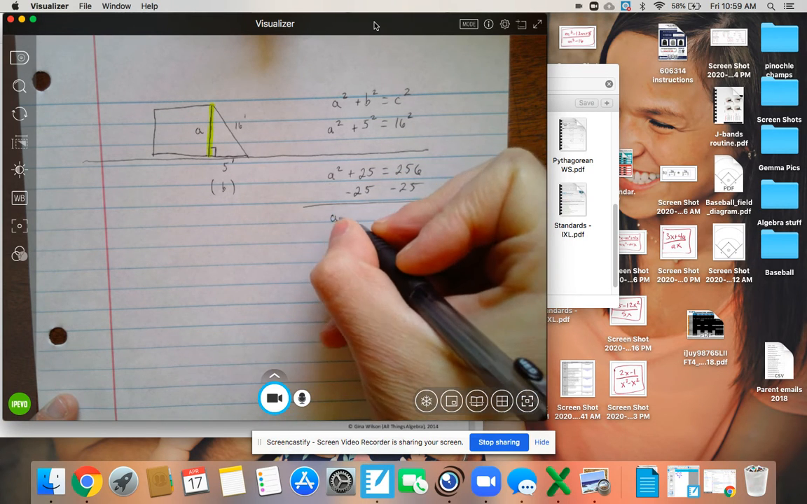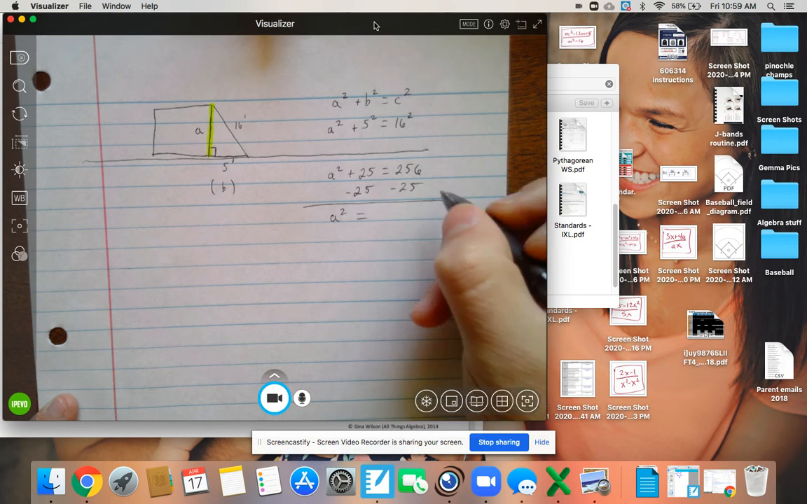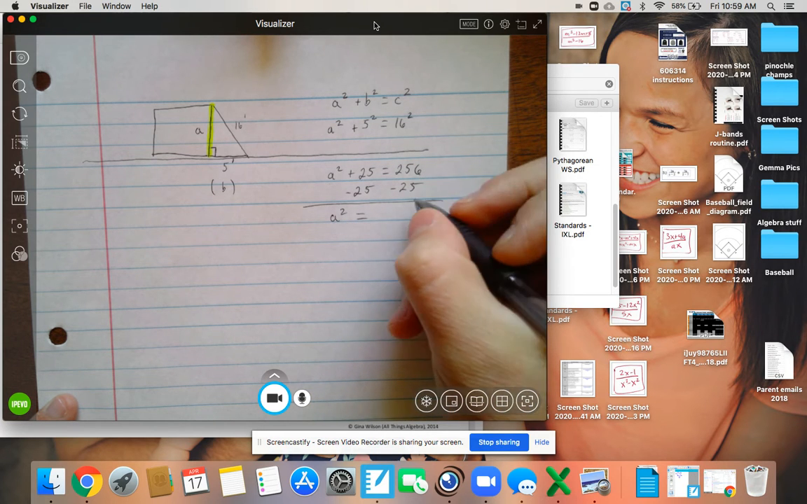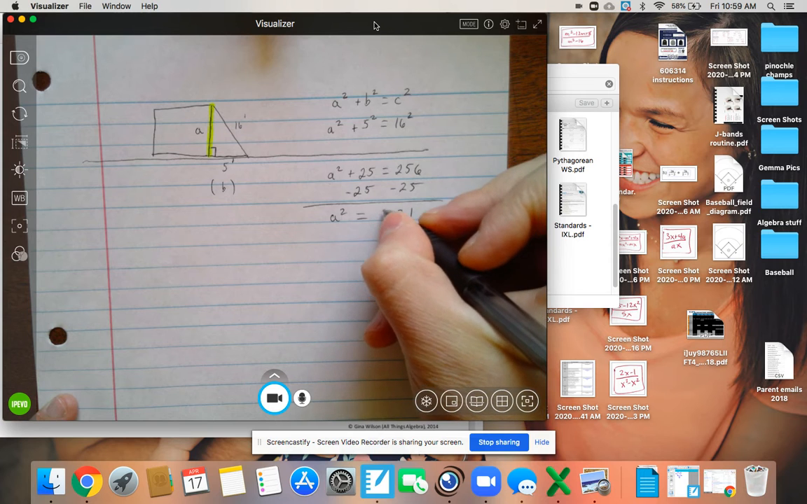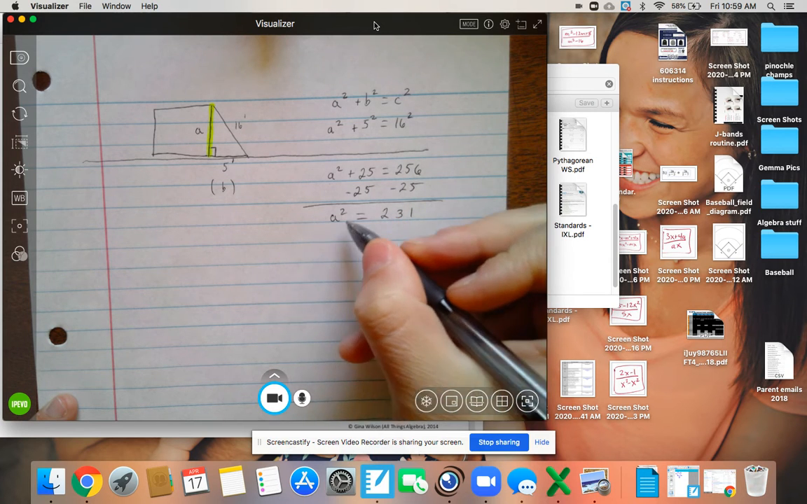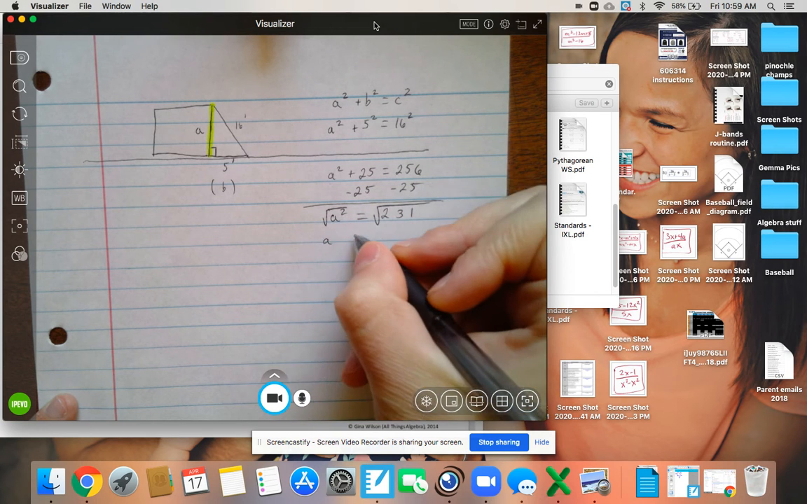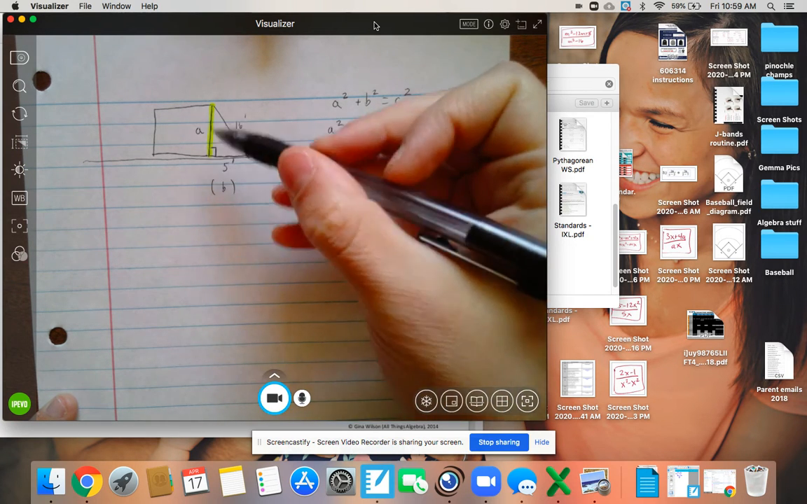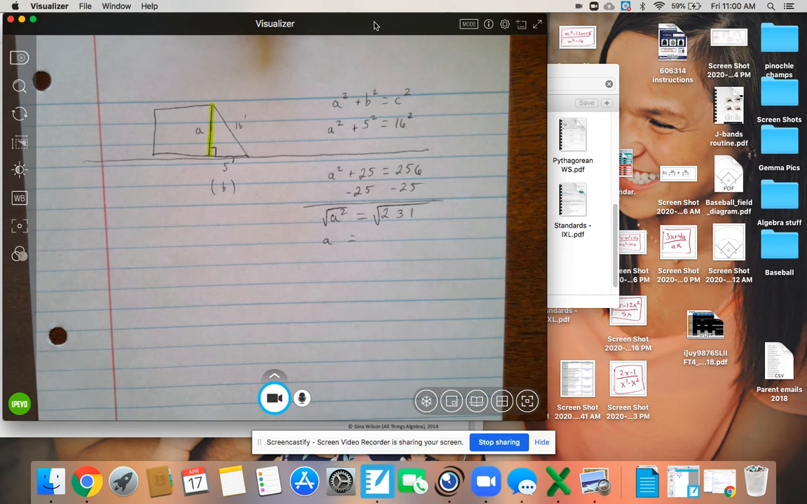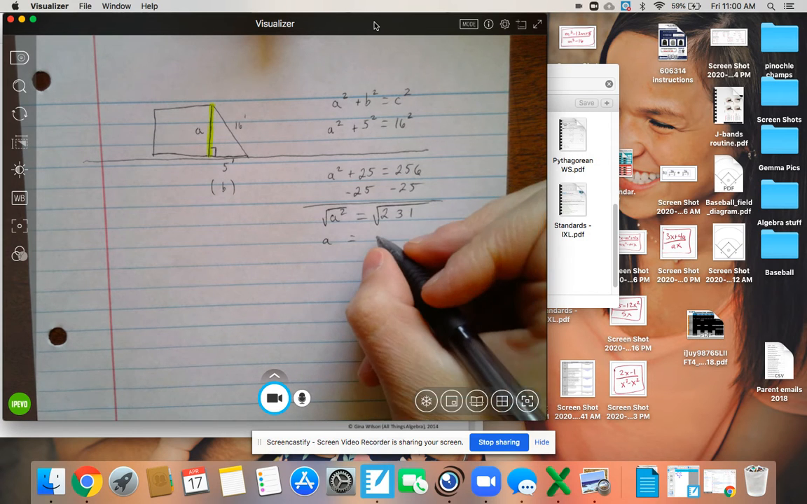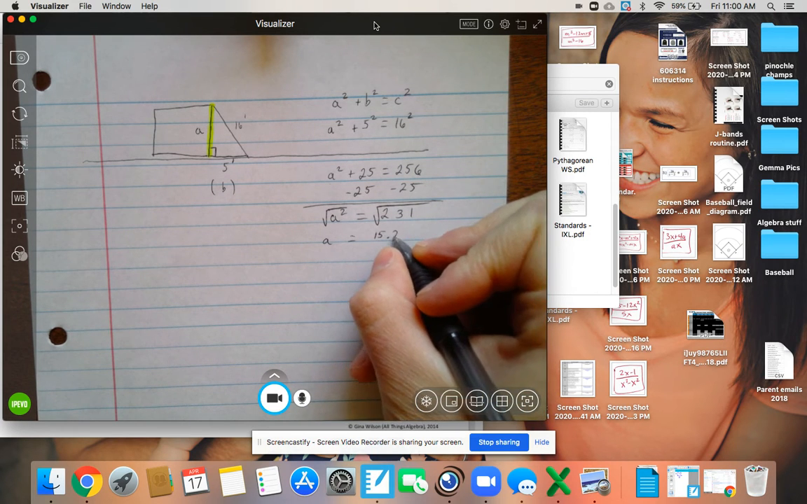You can also use what's called the converse of the Pythagorean theorem with this one, but we'll just be thorough with this. 256 minus 25 is 231. And to solve for A here, take the square root of both sides. And that's going to tell us how high up the house this 16-foot ladder will reach. The square root of 231, thankfully for me, I've got my calculator. The square root of 231 is 15.198. So we'll round this up to about 15.2 feet.